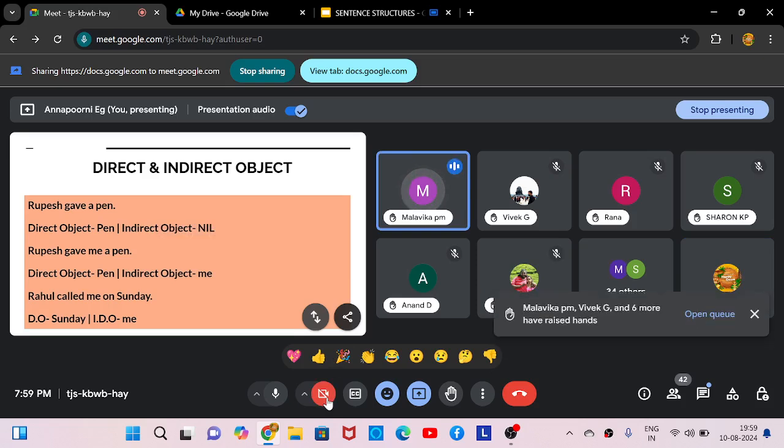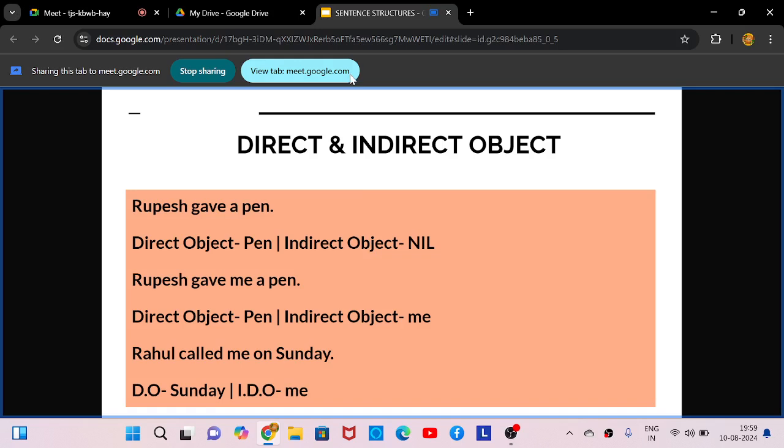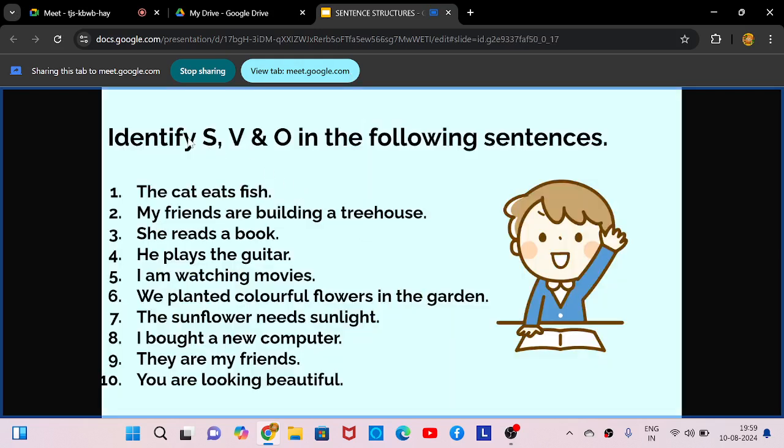Rahul called me on Sunday. So what are the direct object? Sunday. Indirect object, me. Very good, very good. So this is how you have to identify the direct and indirect objects. Okay. So now let's move to the identification.